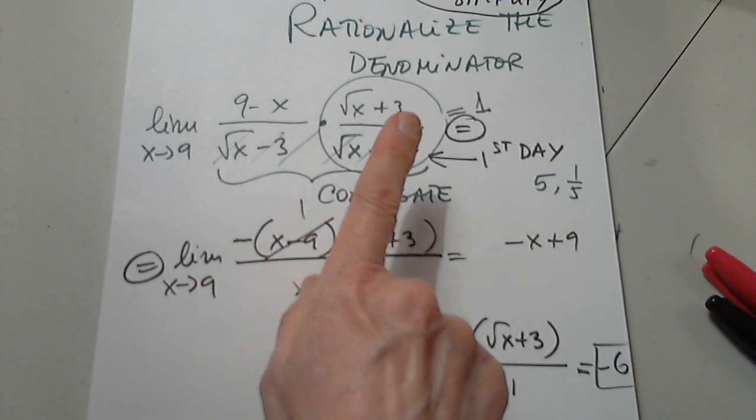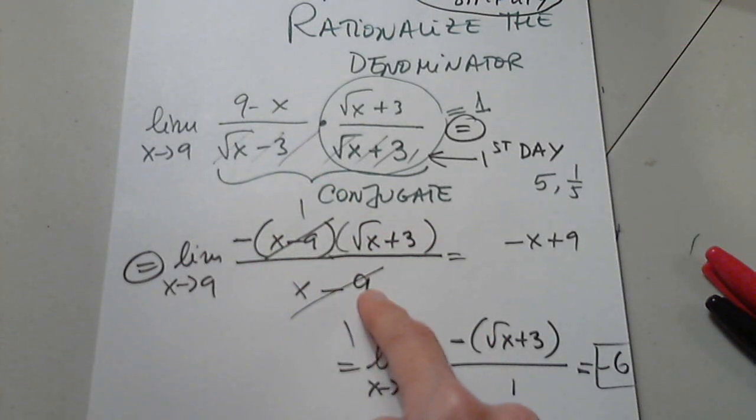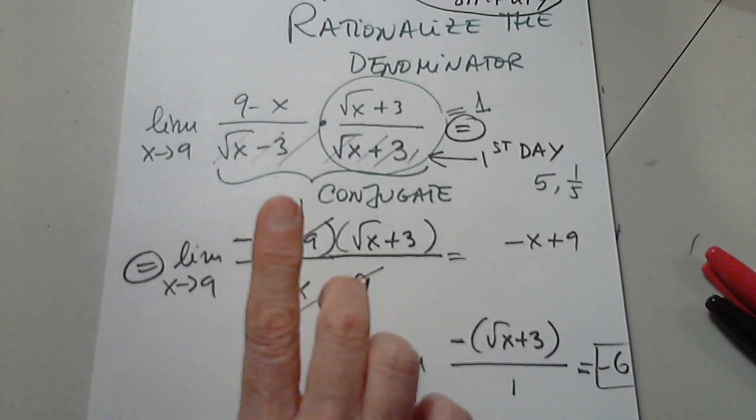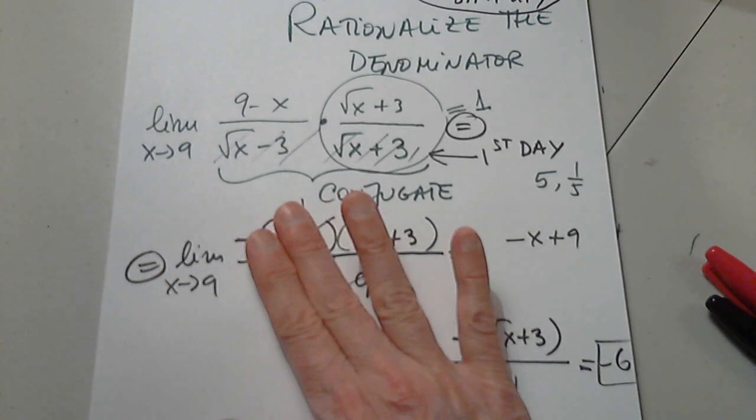A minus b times a plus b is a squared minus b squared. Right. Okay. I just didn't understand what you were doing in the middle. Is that okay now? Yes. Good. So now these two go away.